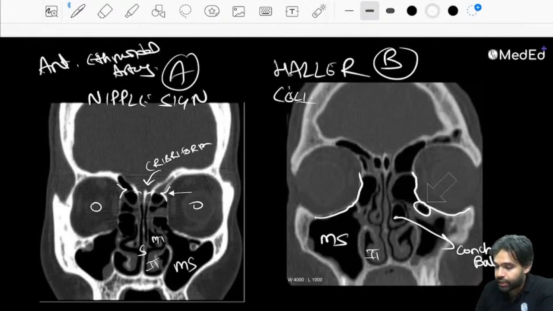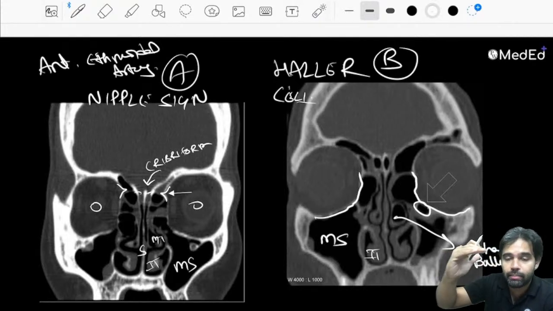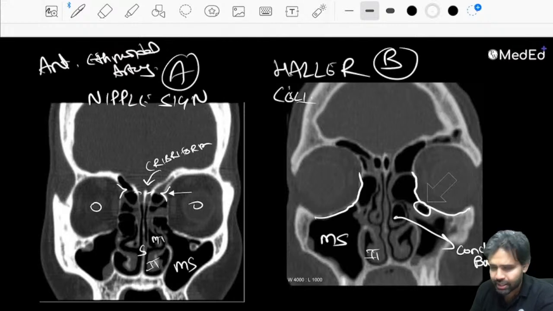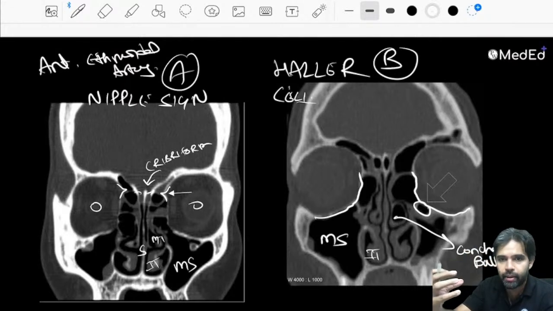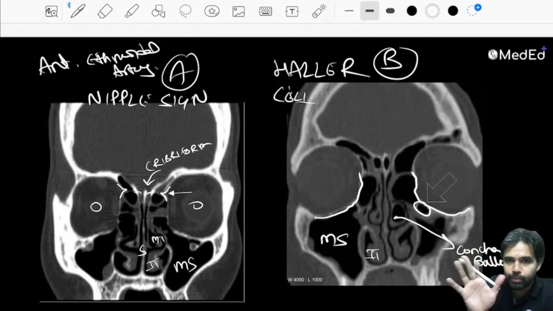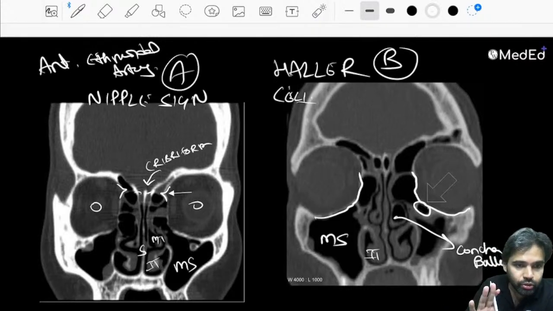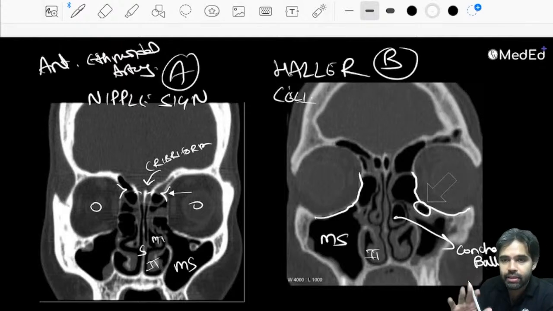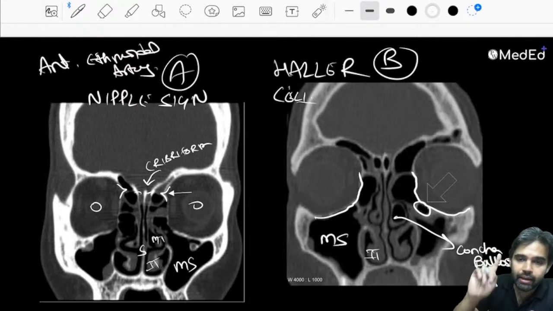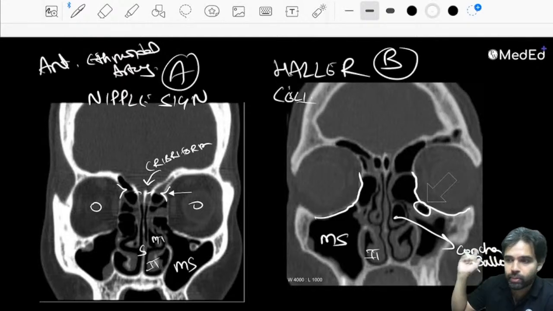Haller cell is a cell that you will see attached to the lamina papyracea at the level of the middle part of the maxillary sinus. You can see the maxillary sinus is almost becoming smaller, right? So it is almost at the posterior, it is the level of the middle turbinate, and this is where I think Madhusudan, you will not forget Haller cell, 2L, double L lagte hain lamina papyracea and ek tumhara L.